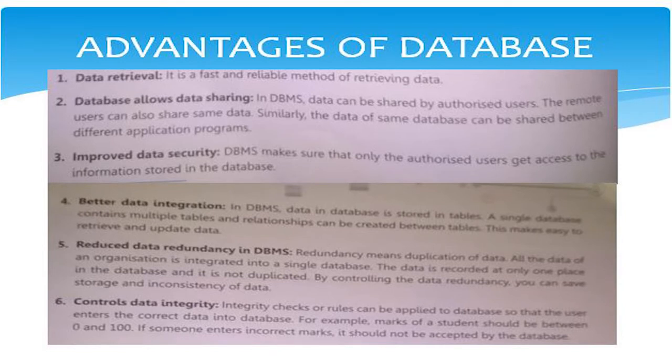Next one is better data integration. In a DBMS, data in the database is stored in tables. That means the data will be stored in table format. Table format means, you might know, a combination of rows and columns is called a table. A single database contains multiple tables and relationships can be created between the tables. This makes it an easy way to retrieve and update the data. That means by using data in table mode we can easily retrieve the data and we can update the data easily.